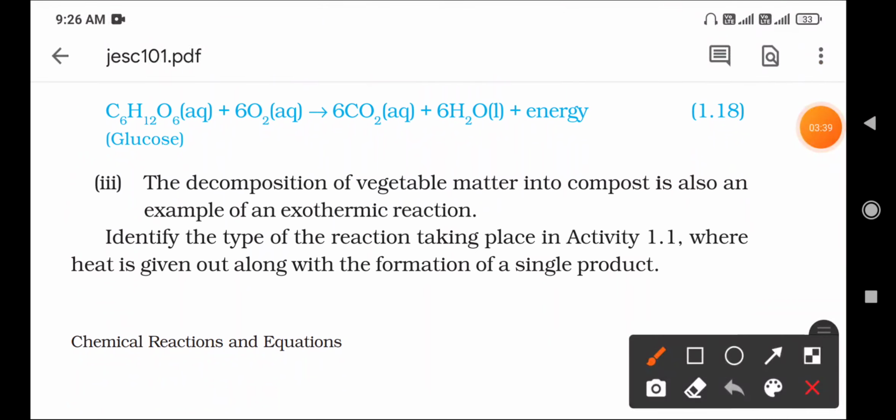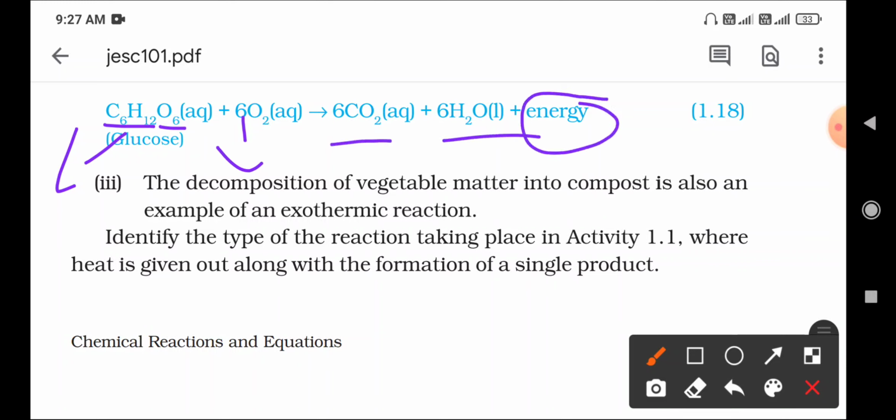Here one example is given of how energy is provided by food, a small example in the form of a reaction. Here C6H12O6 is glucose. Six O2 react with glucose to produce carbon dioxide, H2O, and a lot of energy. That energy is helpful in various activities of living organisms. This is the respiration reaction.